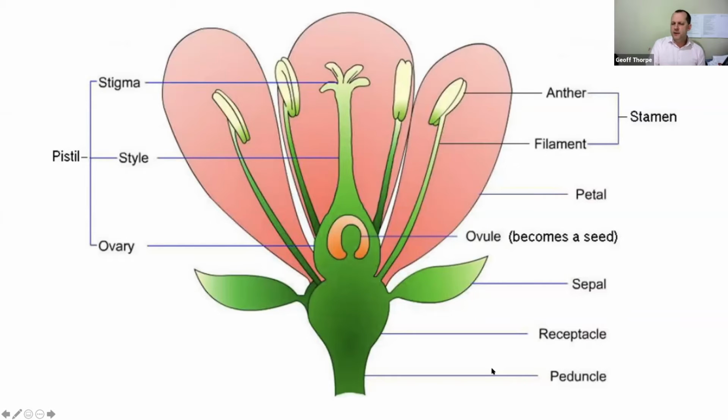One slightly different thing here that we're adding in is, inside the ovary, it's showing an ovule, which is kind of like the individual egg, but I should stop calling it that. We'll just call it an ovule. When that is fertilized, it will become a seed.